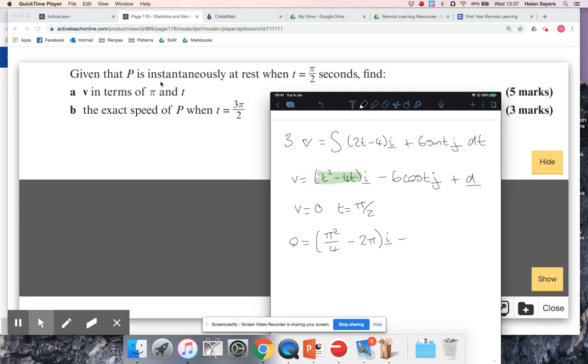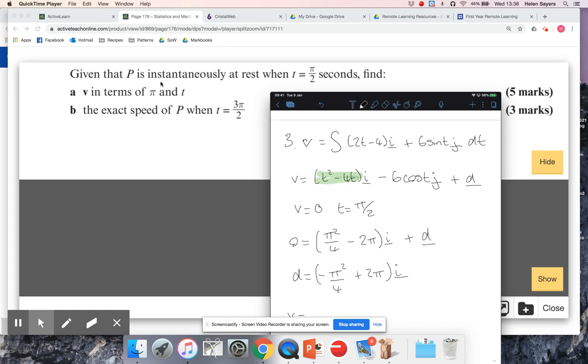Then cos of pi over 2 is just 0, so that's just going to be 0, and then plus d. So d must equal, if I minus that, d must equal minus pi squared over 4 plus 2 pi i.